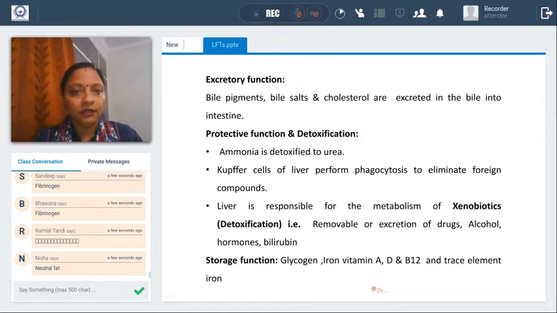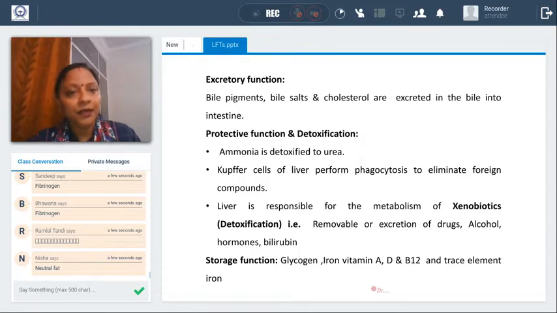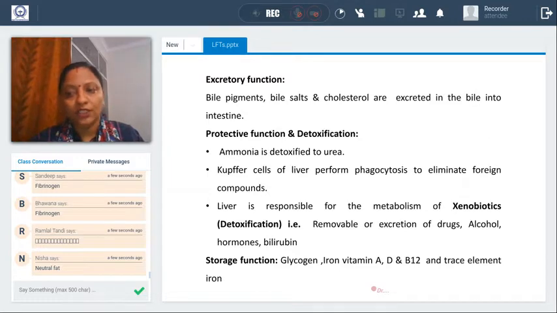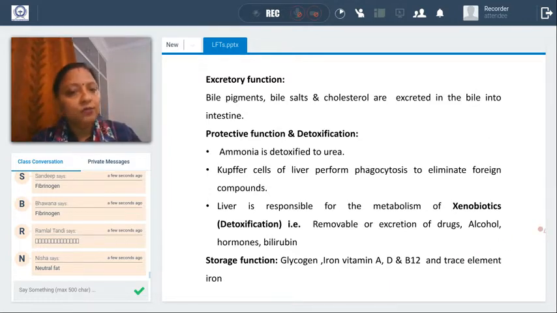Excretory function is very important, as metabolic or synthetic products like bile pigment, bile salts, and cholesterol are excreted in the bile into the intestine. You all know about the process. Next is protective function, or we can say detoxification. Another name for this detoxification is metabolism of xenobiotics. This is a very important word, xenobiotics. Ammonia is detoxified to urea. You all know ammonia is converted to urea.